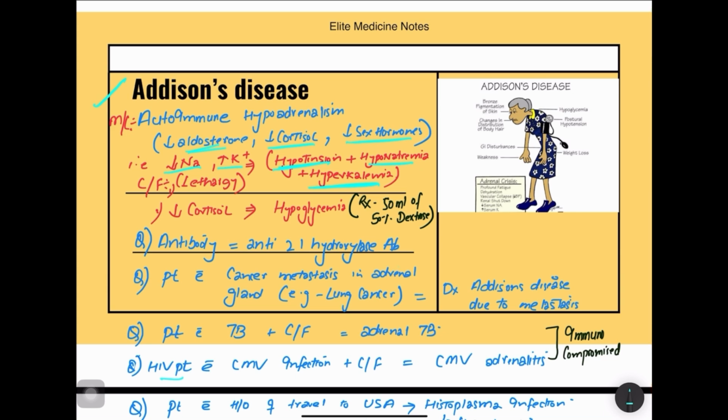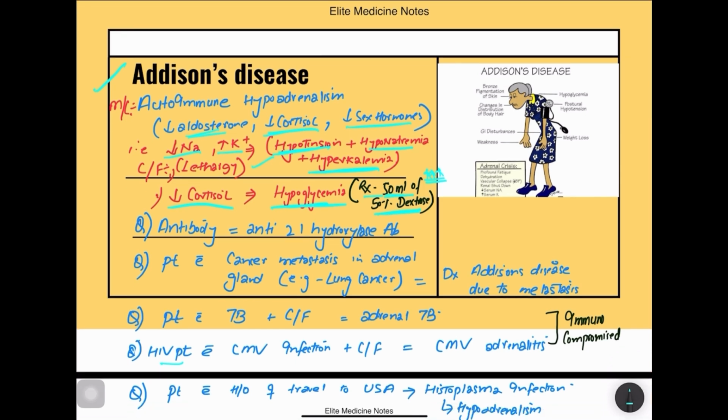So the symptom will be lethargy. Okay, and the cortisol levels are also reduced. So decreased cortisol level will lead to hypoglycemia, because cortisol is responsible for insulin resistance, so it increases the blood sugar level. But in Addison's disease, the cortisol levels are reduced, so it will lead to hypoglycemia. So we have to treat the hypoglycemia, and for that we have to give 50 ml of 50% dextrose. It is important, please remember it. For hypoglycemia, we have to give 50 ml of 50% dextrose.